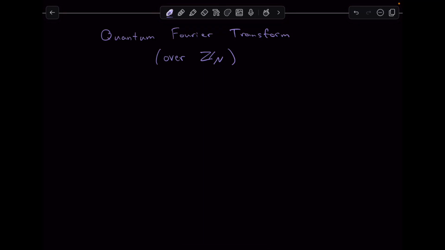In this video, we're going to be continuing what we did in the last and discussing the Quantum Fourier Transform. In the last video, we talked about this transformation over the field of integers mod 2 to the power of n, so these are like n length bit strings. And in this video, we're going to talk about the Quantum Fourier Transform over the integers mod n. So this is the set 0 all the way to n minus 1, and the addition operation is mod n.